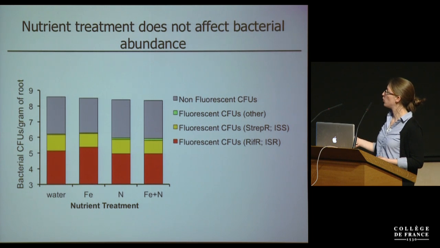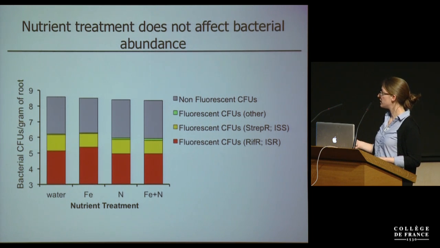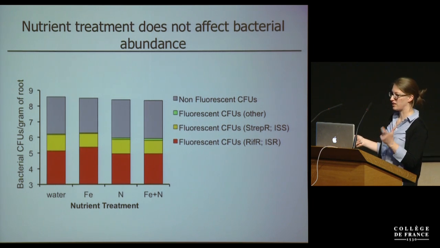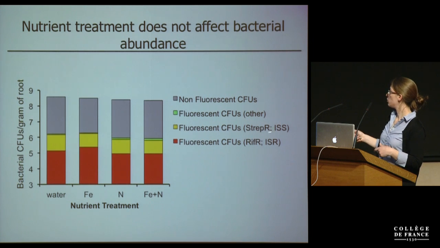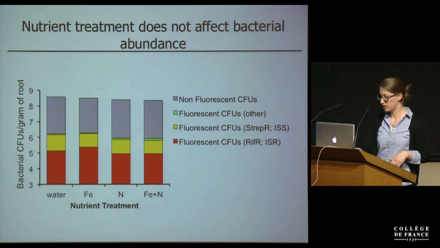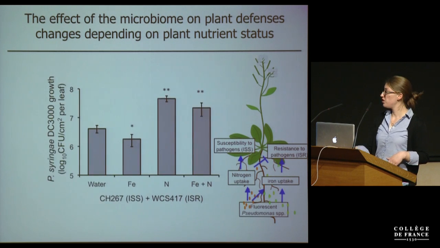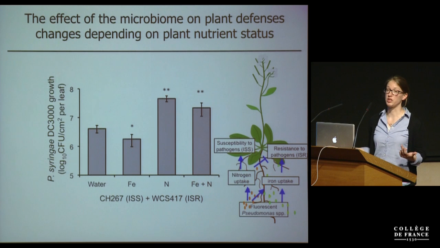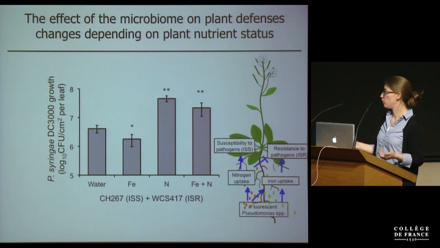So here I'm mixing both the ISR and the ISS strains, and then changing nutrient abundance, and then we just plate the bacteria because we can't tell these apart by sequencing. So strep resistance or RIF resistance in the different strains, and there really aren't any significant changes under different nutrient conditions.